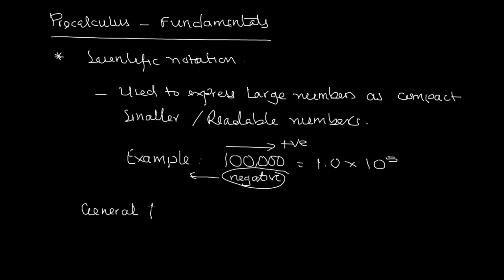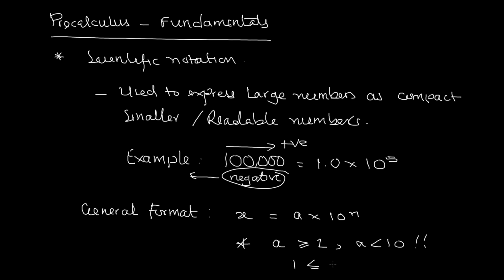Okay, so the general format of scientific notation, and we need to understand this, is that x is equal to a times 10 to the power n. But we have to be very careful with a. A can only be between 1 and 10. It has to be greater than or equal to 1, but less than 10. Very, very important.